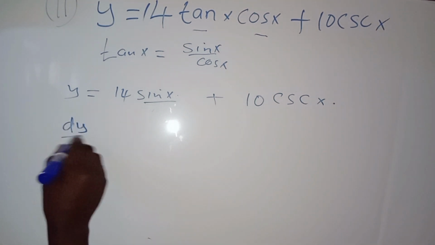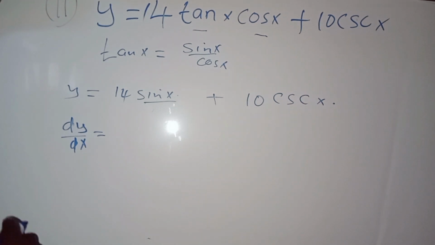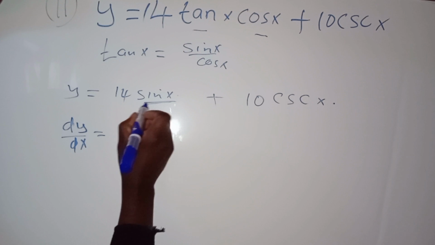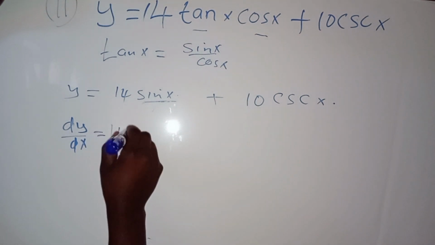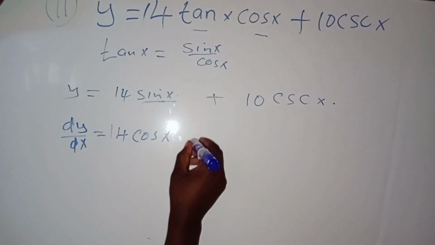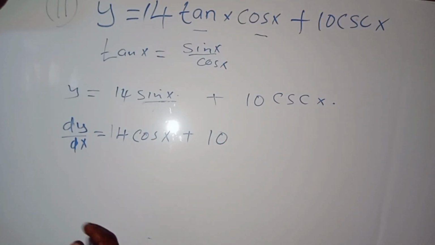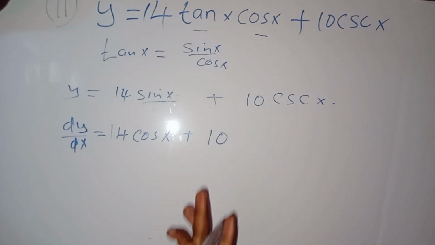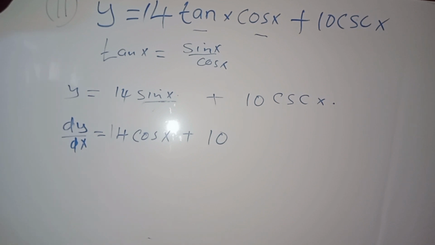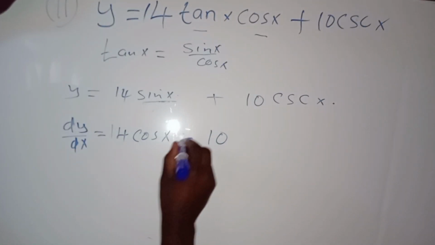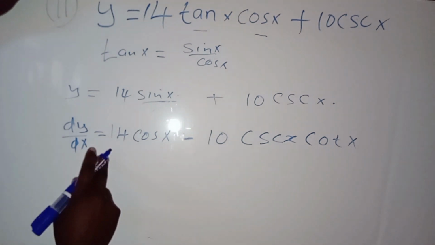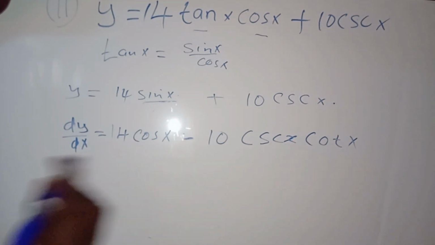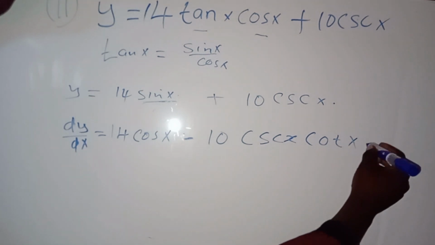So dy all over dx is equals to 14 sin x. Derivative of sin x is equals to cos x. Remember that. So 14 cos x plus 10 derivative of cosec x. From our mathematical table it is equals to minus cosec x cot x. So minus 10 cosec x cot x. So dy all over dx is equals to 14 cos x minus 10 cosec x cot x. This is your required answer.